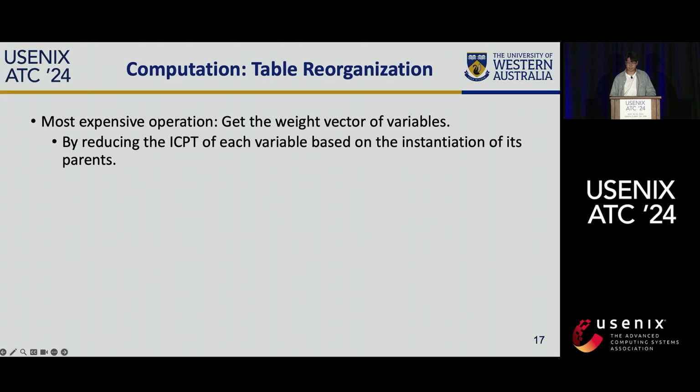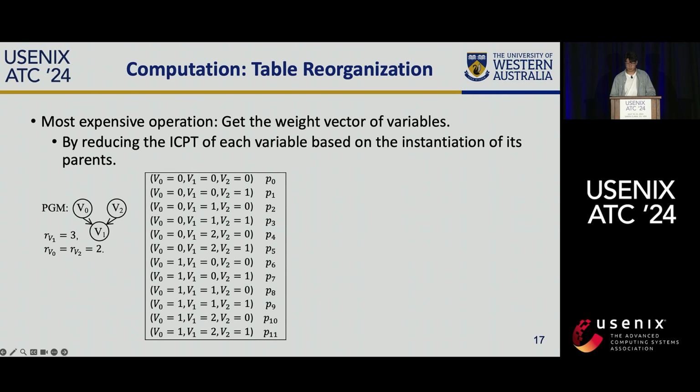Another important aspect of the high efficiency objective is computation simplification. Here we focus on the most expensive operation, which is to get the weight vector of the variables in sample generation. Recall that this is done by reducing the ICPT of each variable based on the instantiation of its parents. Here is an example. Suppose V1 has 3 possible states, while V0 and V2 have 2 possible states.